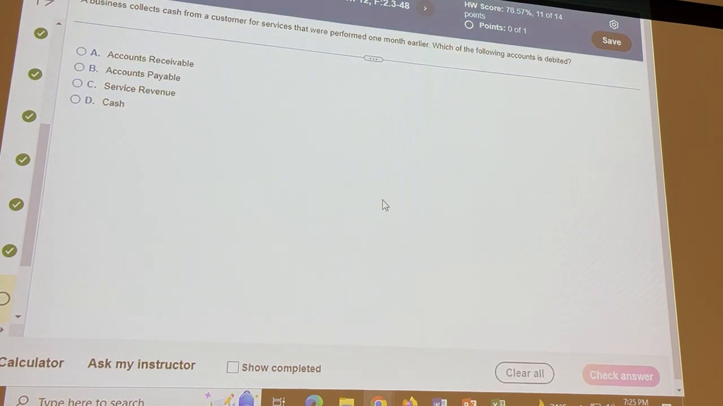A business collects cash from a customer for services that were performed 1 month earlier. Which of the following accounts is debited? Cash. Yeah, cash.